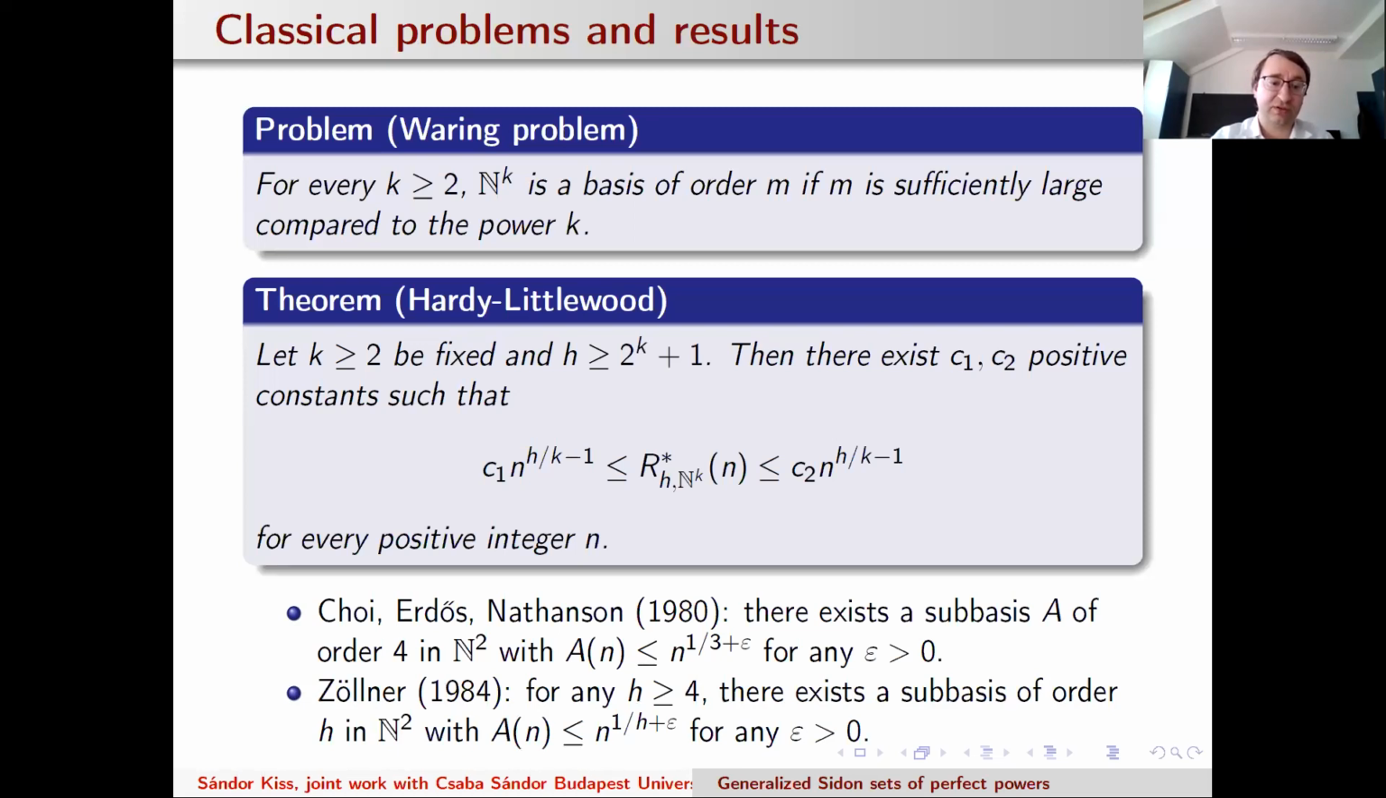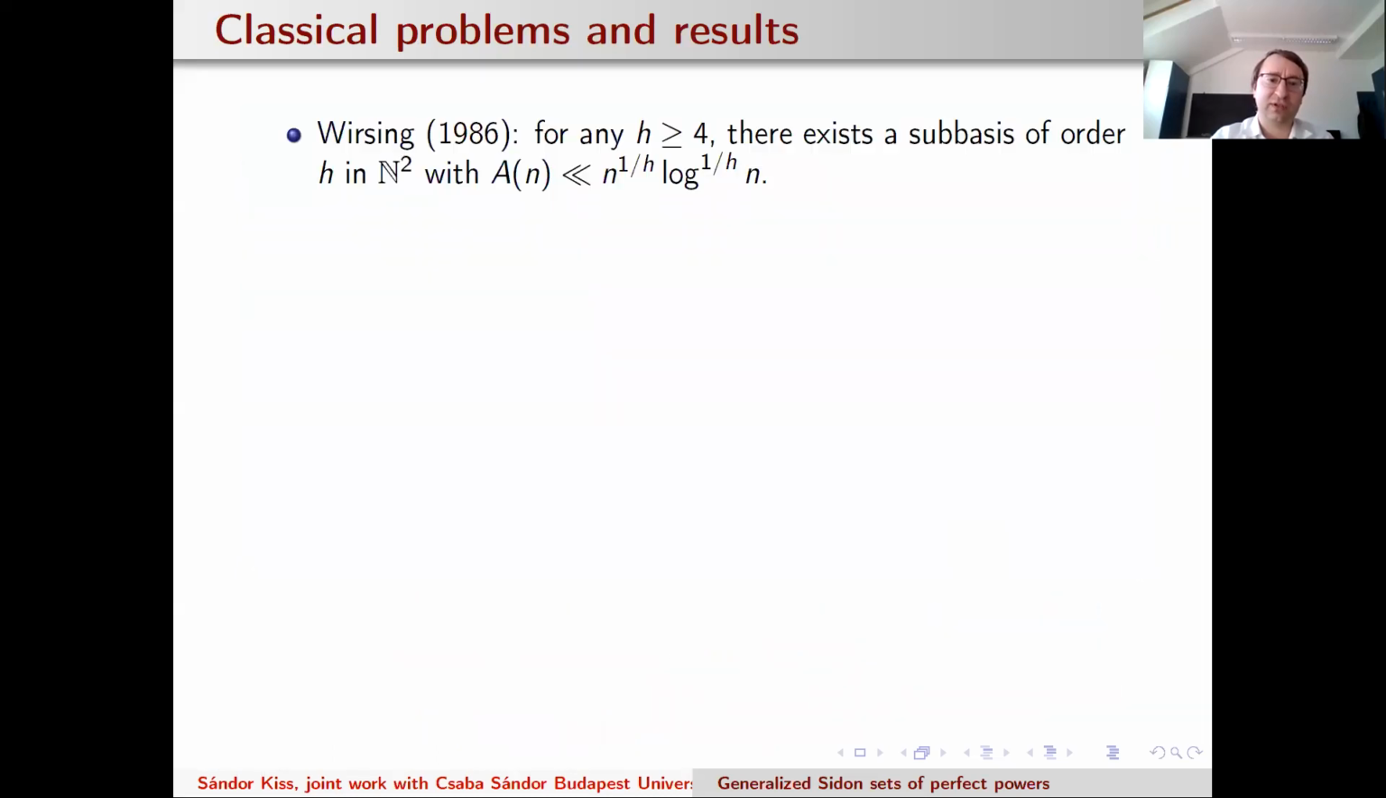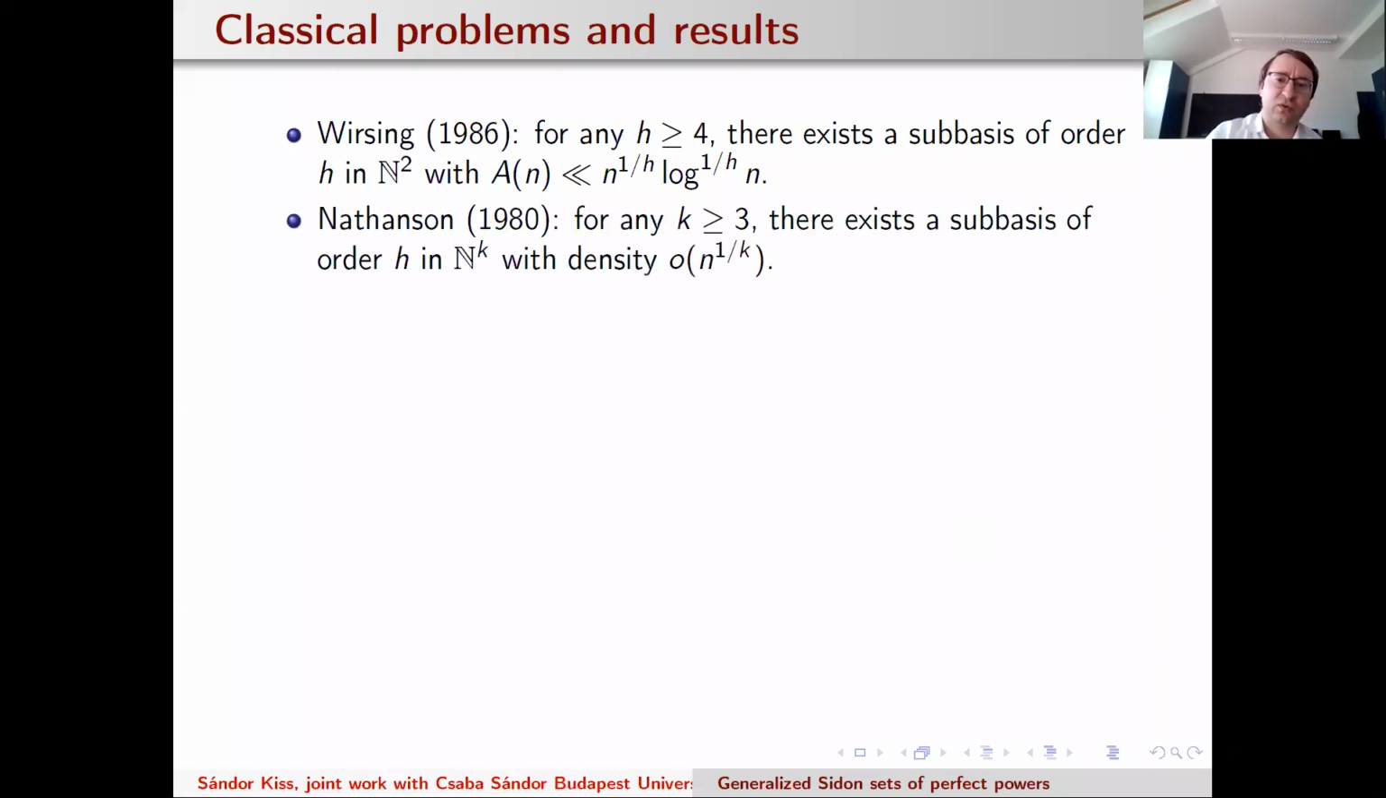Wirsing sharpened the result of Zöllner by proving that there is a sub-basis of order h of the squares such that the counting function is double less than n to the power of 1 over h times log n to the power of 1 over h. It is easy to see that this is the best possible up to a log n term. A natural question is, what can we say about a higher exponent? Nathanson proved that for any k which is at least 3, there is a sub-basis of order h formed by k-th powers with density small o of n to the power of 1 over k.